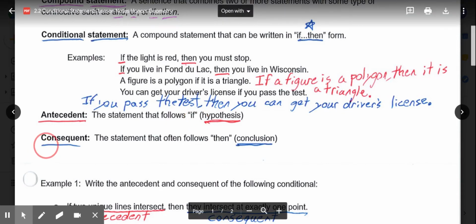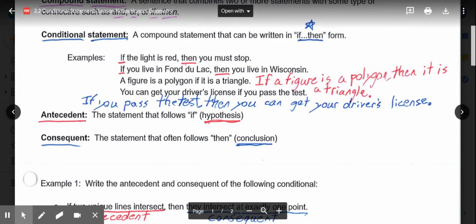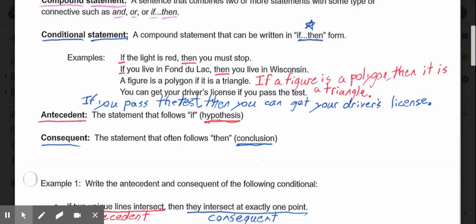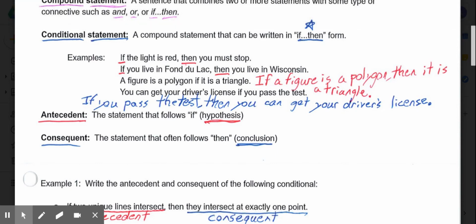Then we have the consequent, which is the statement that often follows the then part, depending on how it's written, which we'll look at. It is also known as the conclusion of our conditional statement. So every conditional statement has an antecedent and a consequent, or we could think of that as a hypothesis and a conclusion.